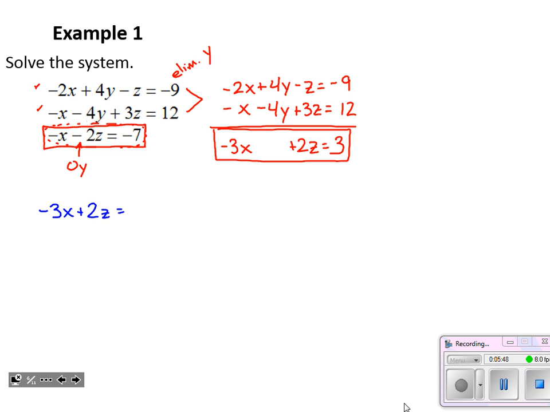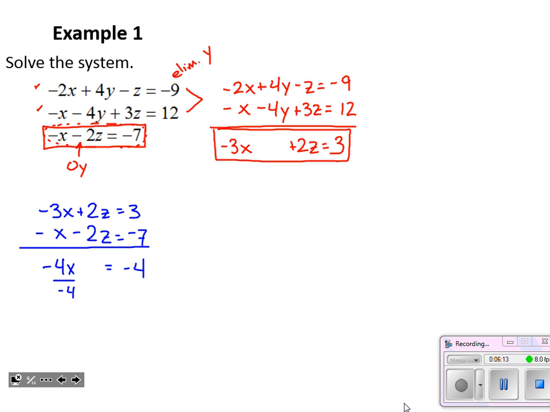2z equals 3, negative x minus 2z equals negative 7. And I just want to look at those two and say, hey, is there an easy elimination that I could carry out here? And sure enough, the z's will eliminate rather quickly. I don't have to make any adjustments. So let's go ahead and combine. I get negative 4x, my z's cancel out, and I have that equal to negative 4.